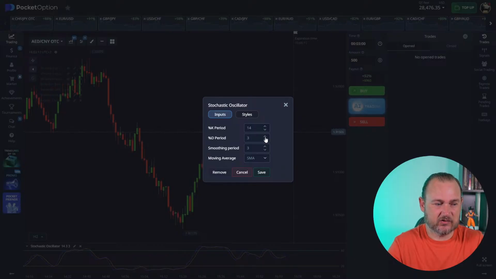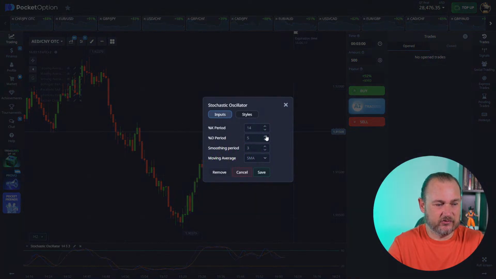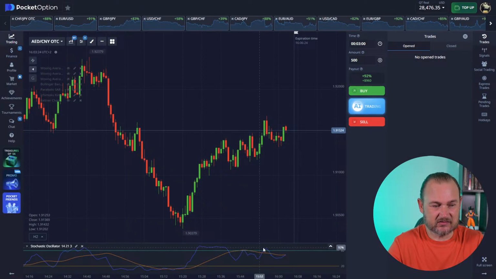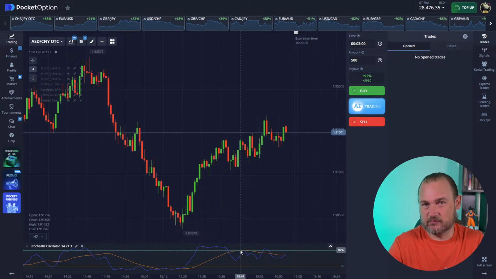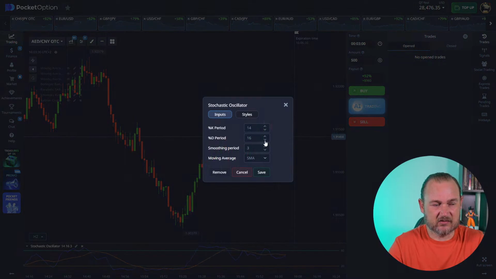So you can play around with this. If we increase this value here, we will see that the orange line starts smoothing out. Let's make it 20. We will see that the line smooths out quite a bit, because the higher your moving average becomes, the more data it takes into account. The default for the stochastic is basically always 14, 3, 3.